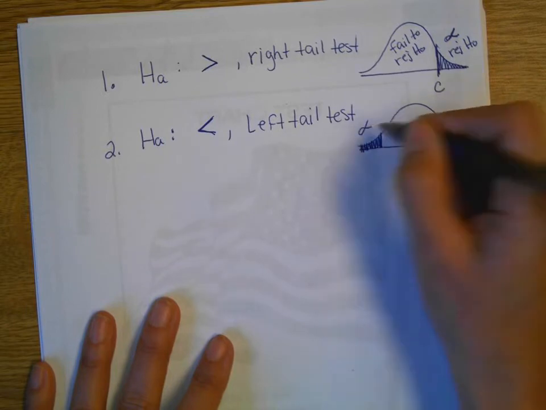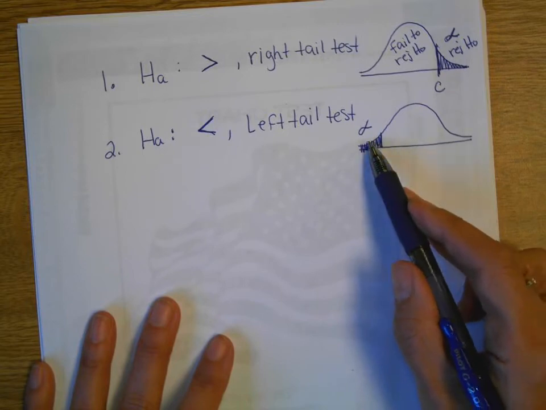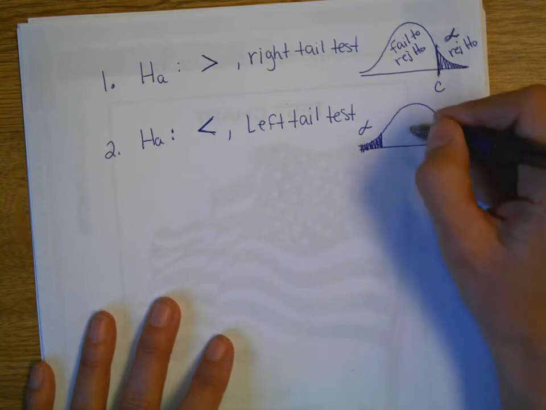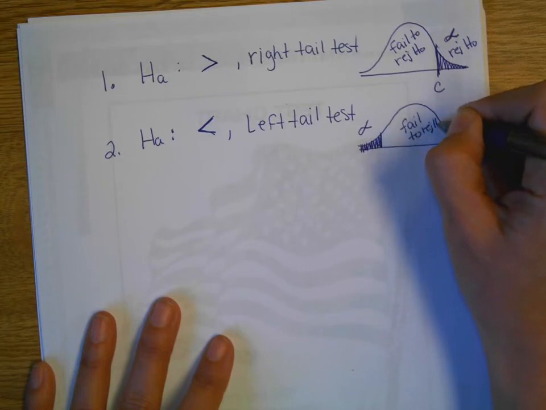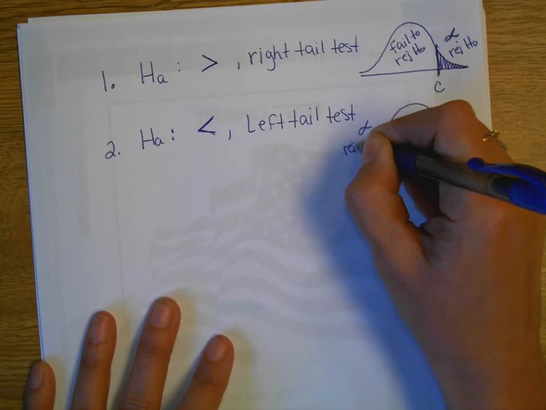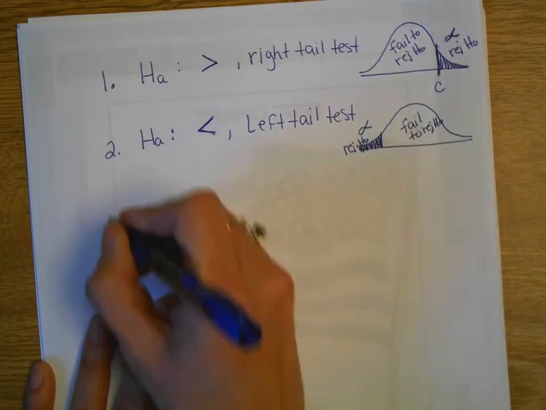So the size of it will be alpha. The common ones are 1%, 5%, and 10%, but that doesn't matter. So again, the white part's going to be the fail to reject the H0, and the shaded is going to be reject the H0. Never, never accept the H0.